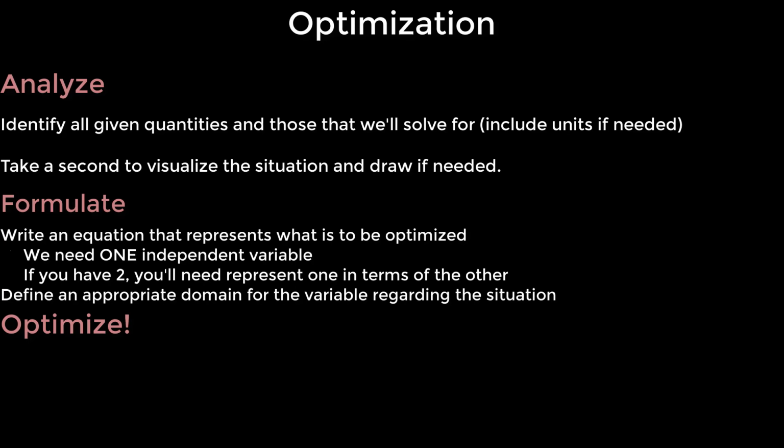Up next, we want to formulate what it is we're representing. So, we're going to be formulating and writing an equation to represent what is to be optimized. In this function that you create, we need just one independent variable. If you have two, you'll need to write an equation to represent one of them in terms of the other, and it's usually possible. And lastly, which is one of the most important things we do, is we want to define an appropriate domain for the variable regarding the situation. And each situation is different, and I'll be going over each and every situation as they come along.